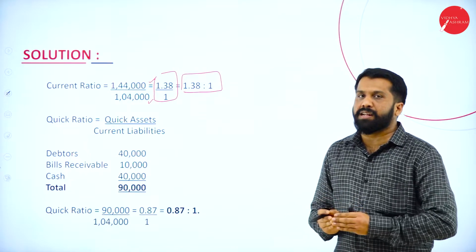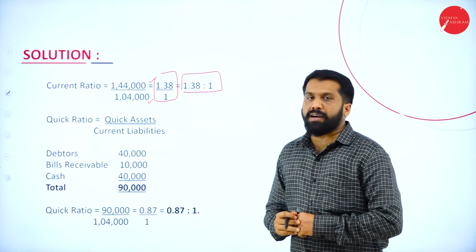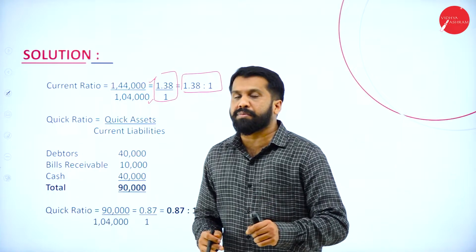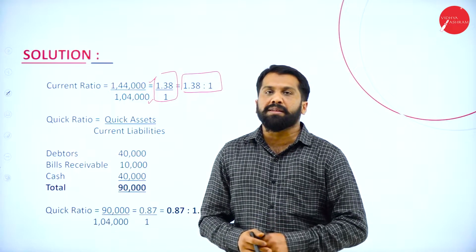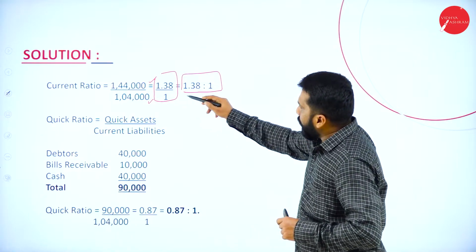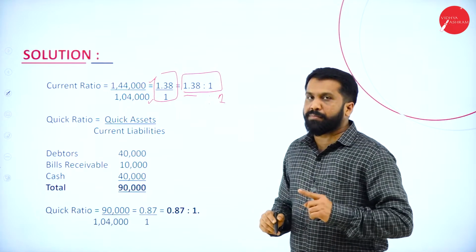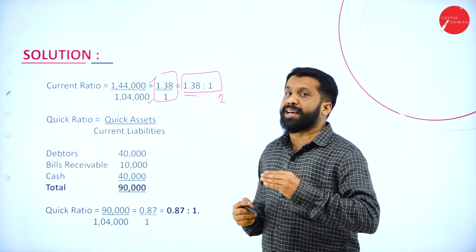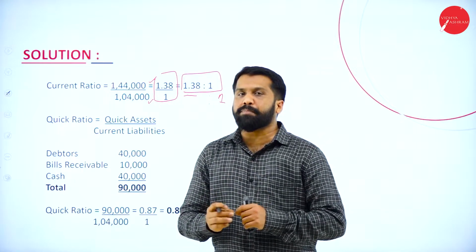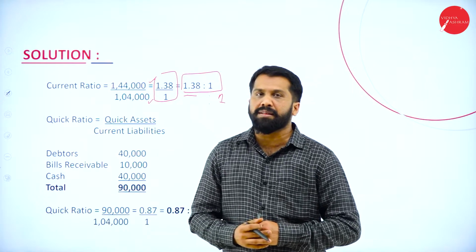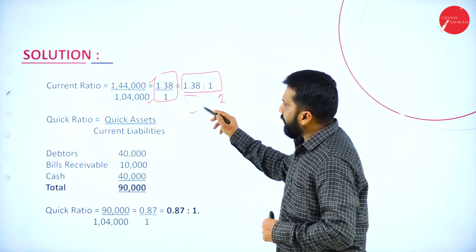Is it favorable or adverse? Adverse means negative. It is favorable. Why do we call it favorable? The reason is you have 1.38:1. Your payable is only 1, but your receivable is more than 1. So this company, we call it favorable. Now, we're done with your current ratio.